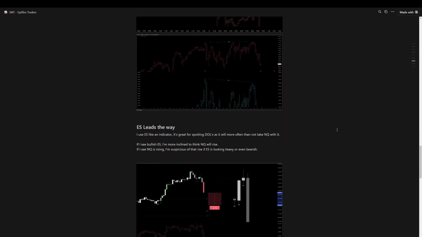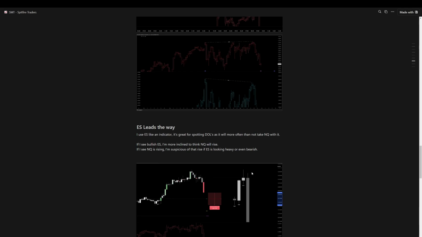Okay, so this is the final bit I want to go through, but it's really, really important because, in my opinion, ES leads the way. Okay, so like I said, I use ES like an indicator. It's great for spot and draws on liquidity, and it will more often than not take NQ with it. Okay, so if I see bullish ES, I'm more inclined to think NQ will rise. And if I see NQ rising, but I'm seeing ES look heavy or kind of bearish, I'm a little bit more suspicious of that rise.